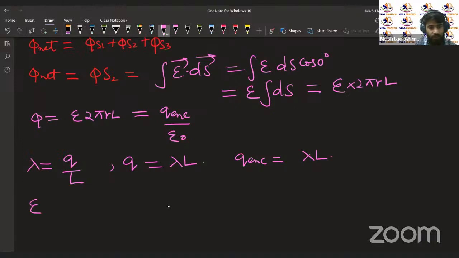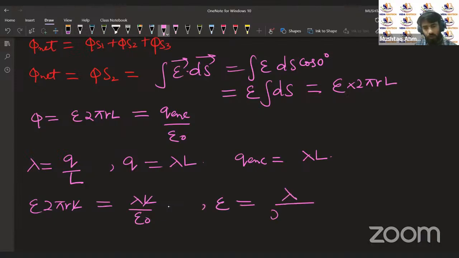So we'll be left with E times 2 pi rl equals lambda L upon epsilon naught. L and L will get cancelled. So E will be equal to lambda upon 2 pi epsilon naught r. This is the electric field strength due to an infinite line charge at a distance of r.